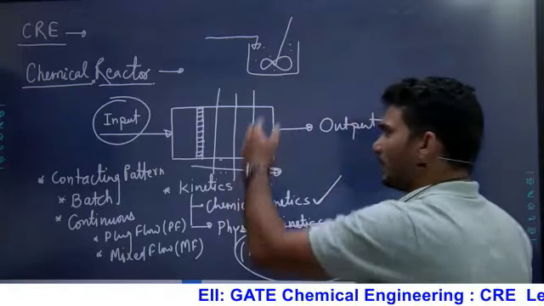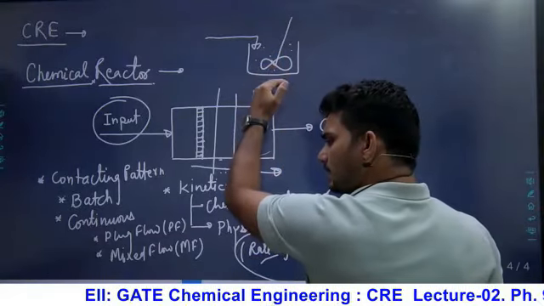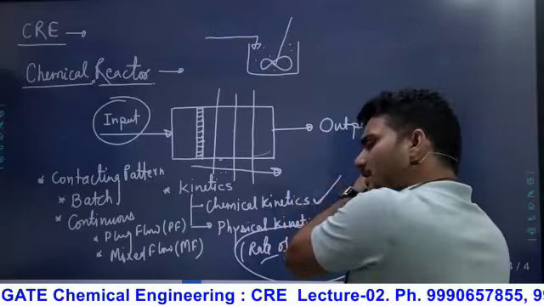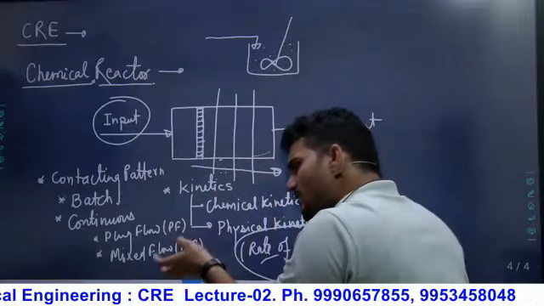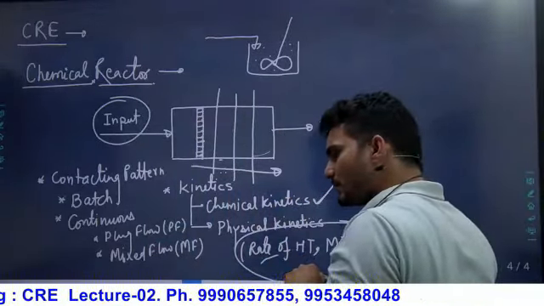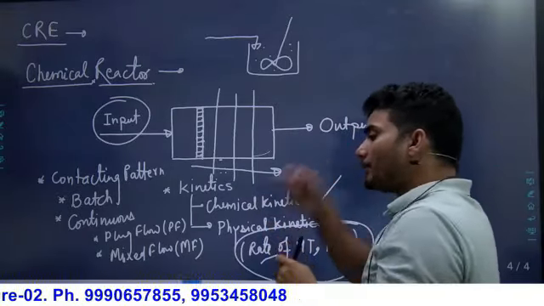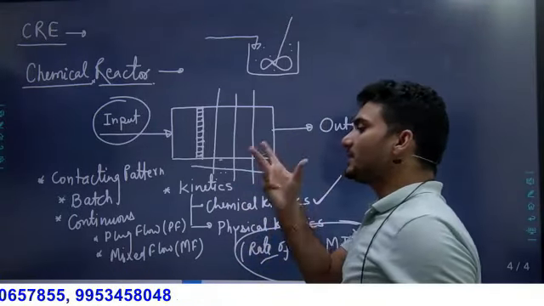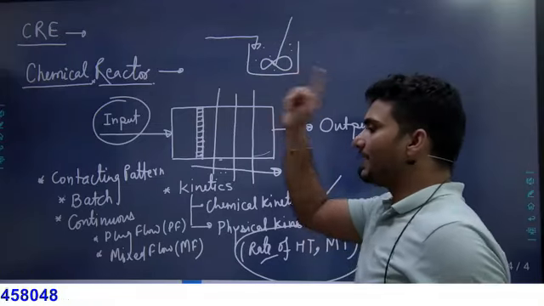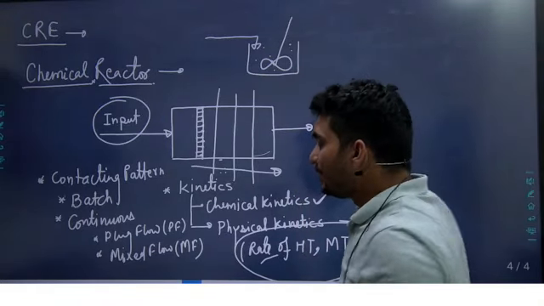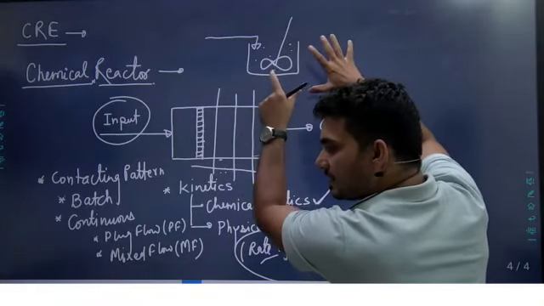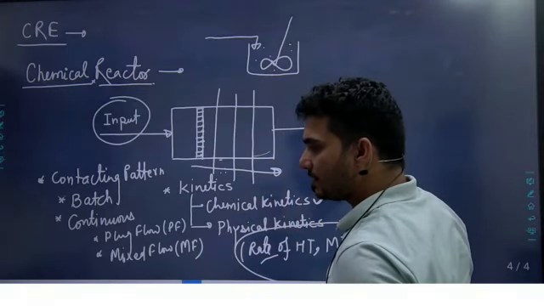But after that, at the next second, the concentration of reactant will decrease because it is converting into the product. But at any time, the concentration of reactant inside the reactor will be uniform. So that is also the ideal condition. Later I will tell you why it is the ideal condition.